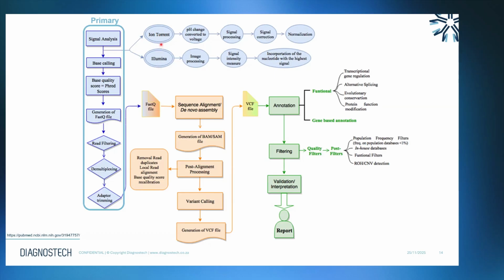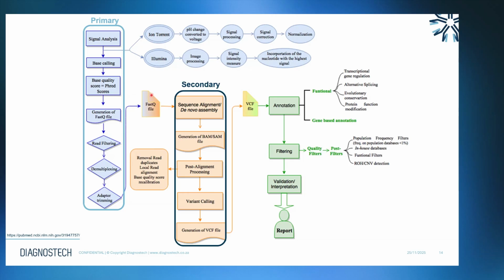So Ion Torrent uses a pH change to actually calculate what base is called at that position, whereas platforms like Illumina, Element and MGI use fluorescent imaging. So an image is taken and a base is called, but the end goal is really the same, to call a nucleotide base. Down the primary analysis workflow, we generate FASTQ files, we do some additional filtering, the demultiplexing, and then trim adapters. And this gives us the FASTQ file.